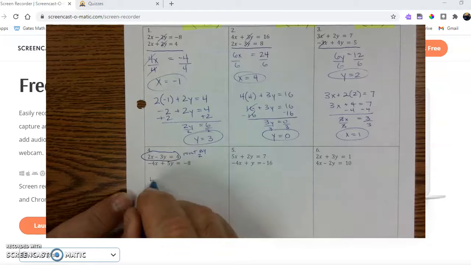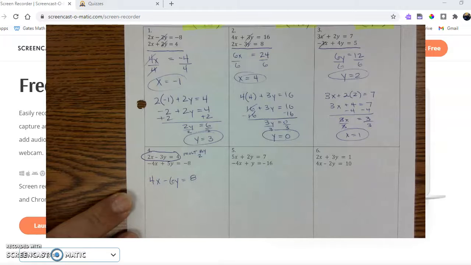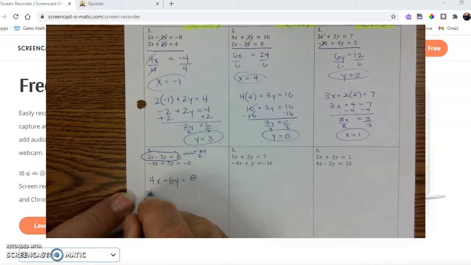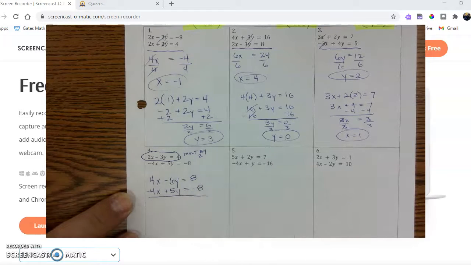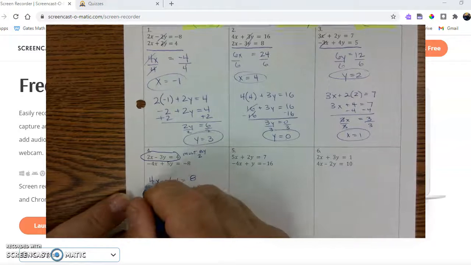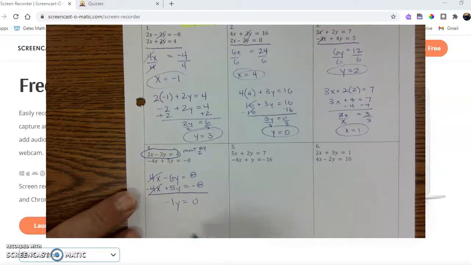That means multiply this by 2, multiply this by 2, and multiply this by 2. So here we go. 4x minus 6y equals 8. The second equation, negative 4x plus 5y equals negative 8. Cancel the x's out. Negative 1y equals 0. Divide by negative 1. Y equals 0.